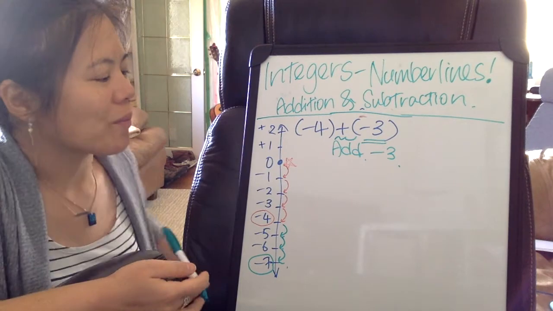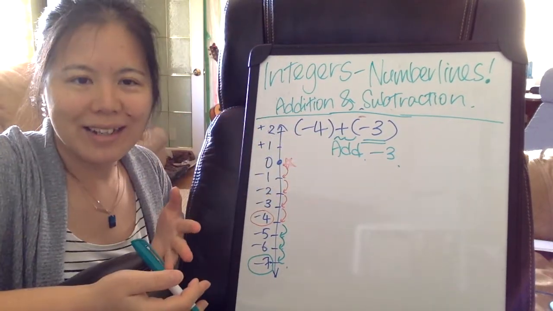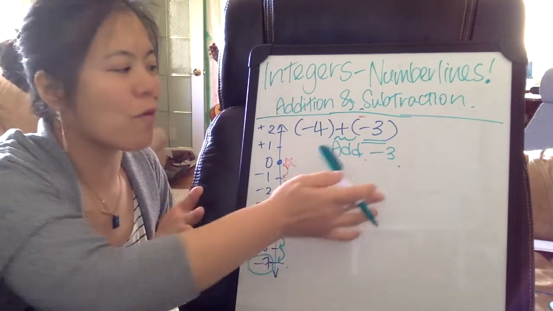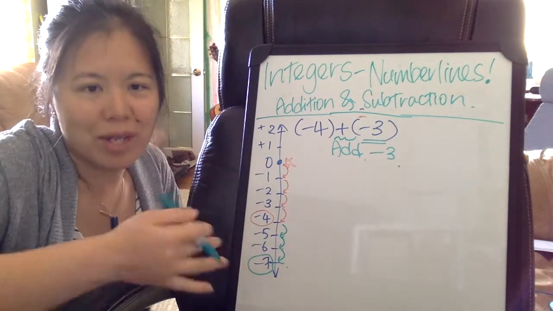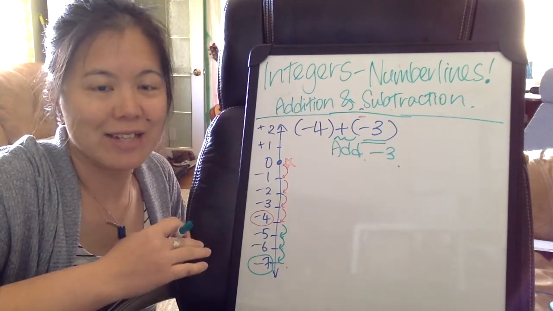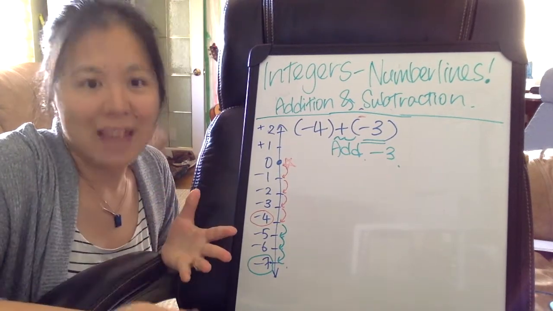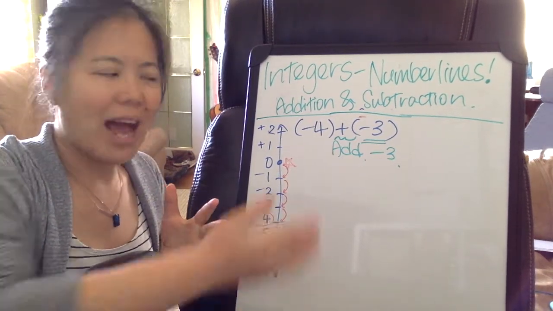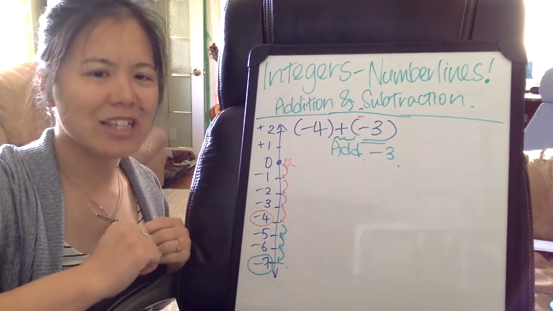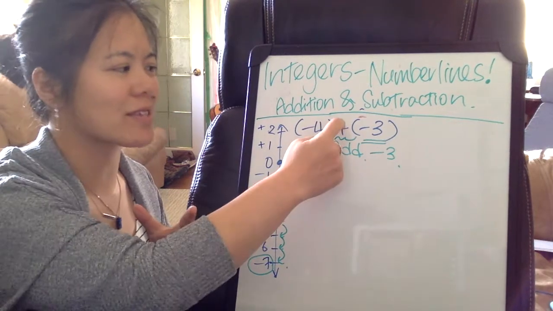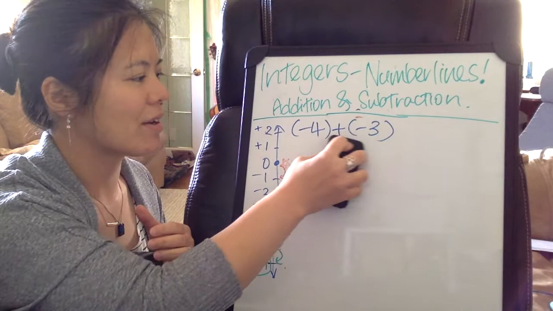Okay, so if this is a debt situation, you had no money, you borrowed $4, and you borrowed $3 more, and you are now in debt by $7. You could think of it that way as well. So adding kind of makes sense, I hope. And it gets tricky when you see an operation sign here and when it becomes minus. What does that mean now?